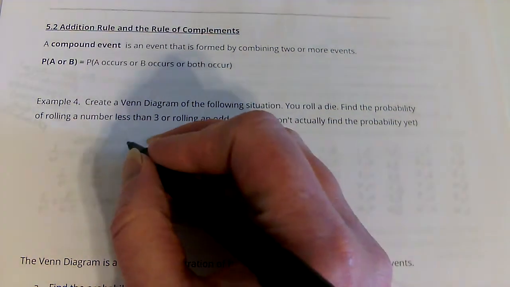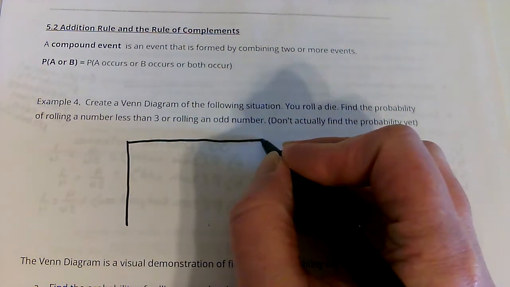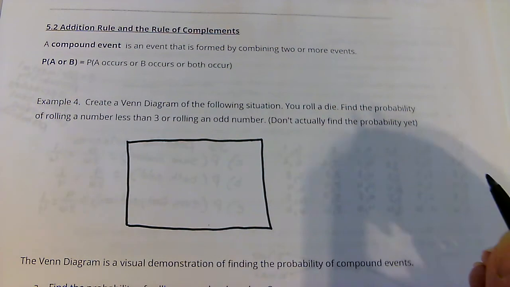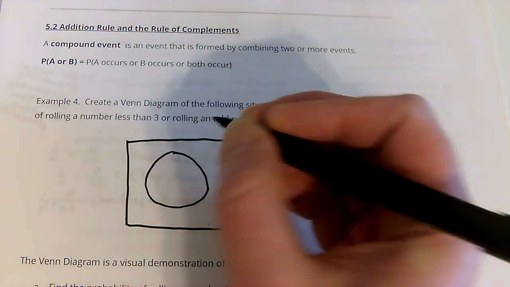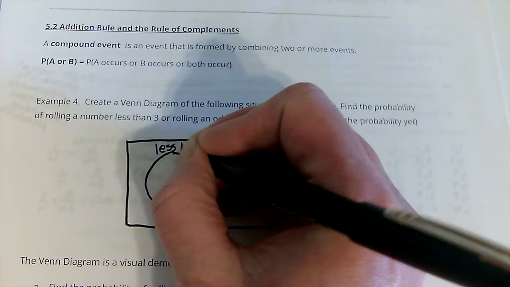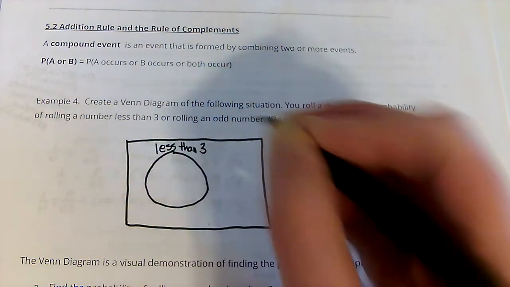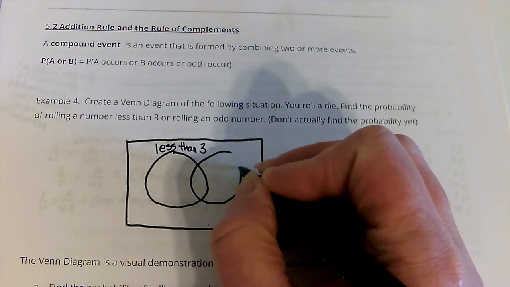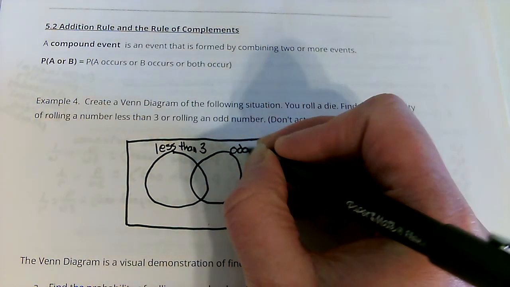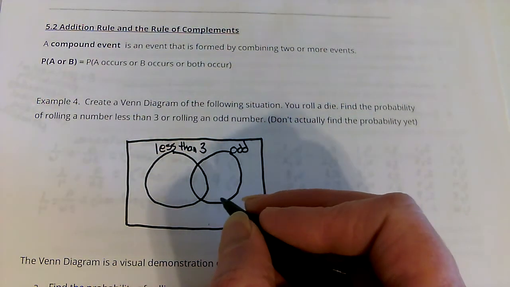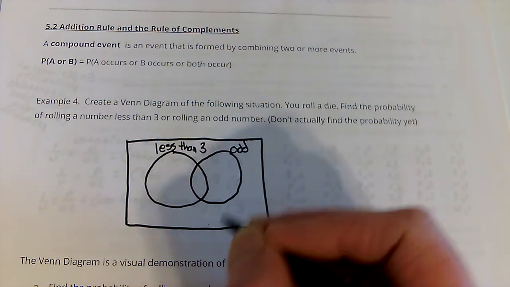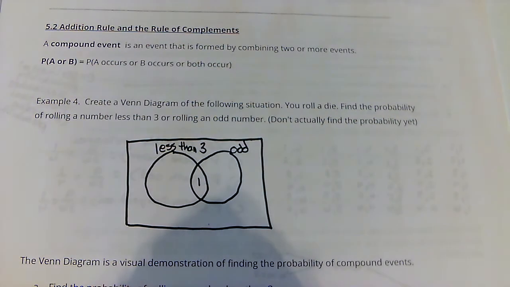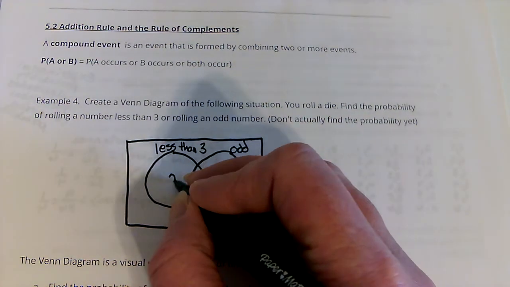So when we think about Venn diagrams, remember they can have an overlap. Let's call this the world of less than 3, and let's make this the world of odd numbers. There's an overlap of the numbers that are less than 3 that are also odd. That would be the number 1. What is less than 3 but is not odd would be 2.